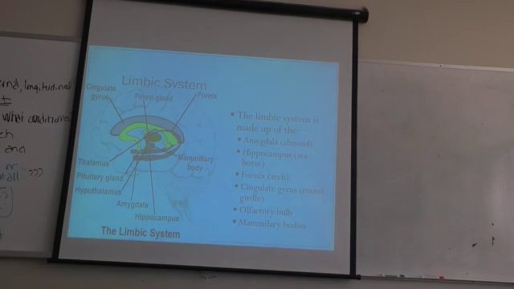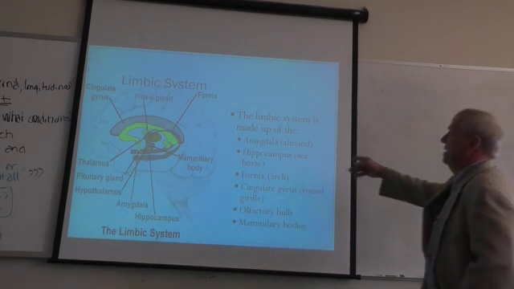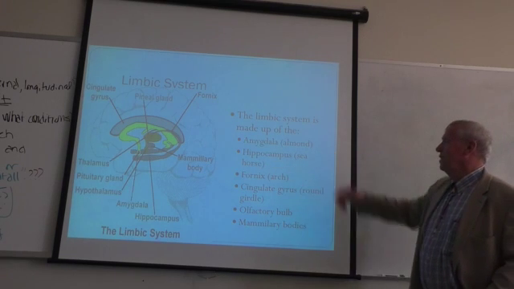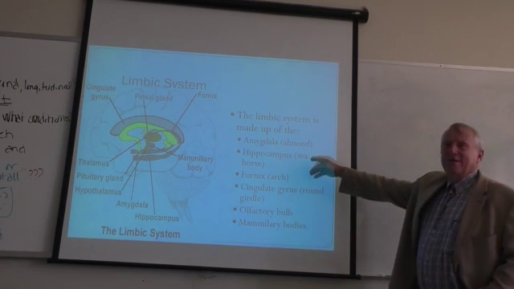The limbic system is made up of the amygdala. Amygdala is Latin for almond. The hippocampus, which is Latin for seahorse.